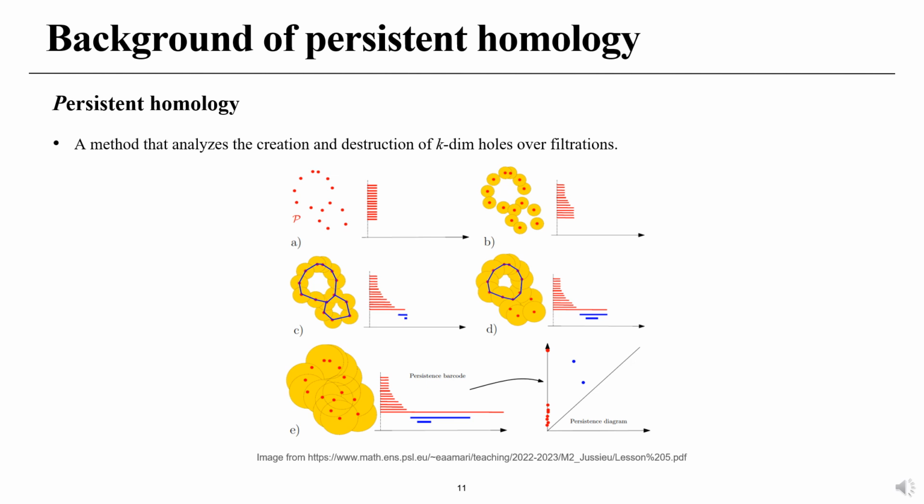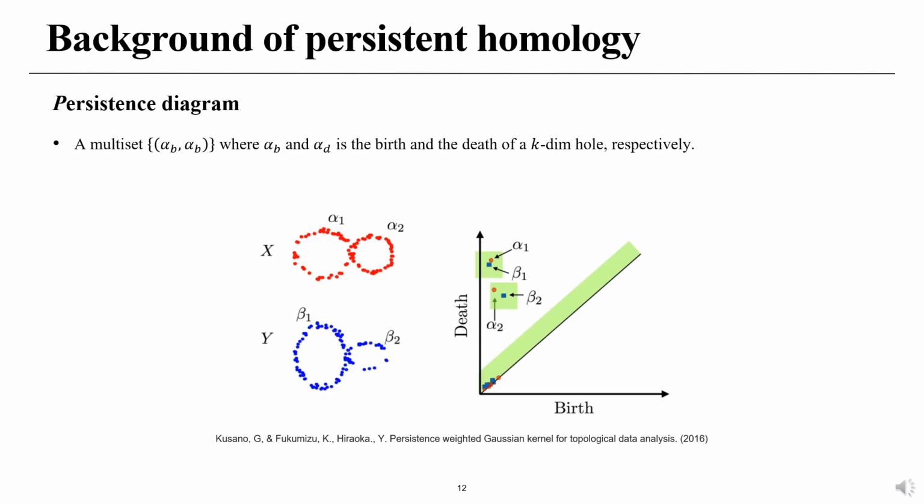A k-dimensional persistence diagram visualizes the results of computed persistent homology. It is defined as a multi-set of pairs of birth and death times for all k-dimensional holes. For example, here all one-dimensional circles may initially appear at similar times. However, larger circles, like alpha-1 and beta-1, persist longer than smaller ones, such as alpha-2 and beta-2, which disappear earlier.